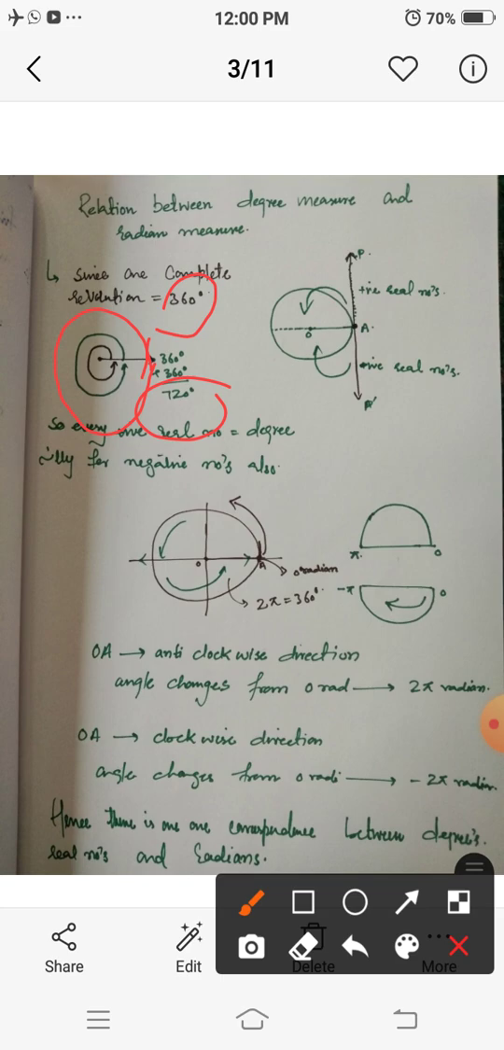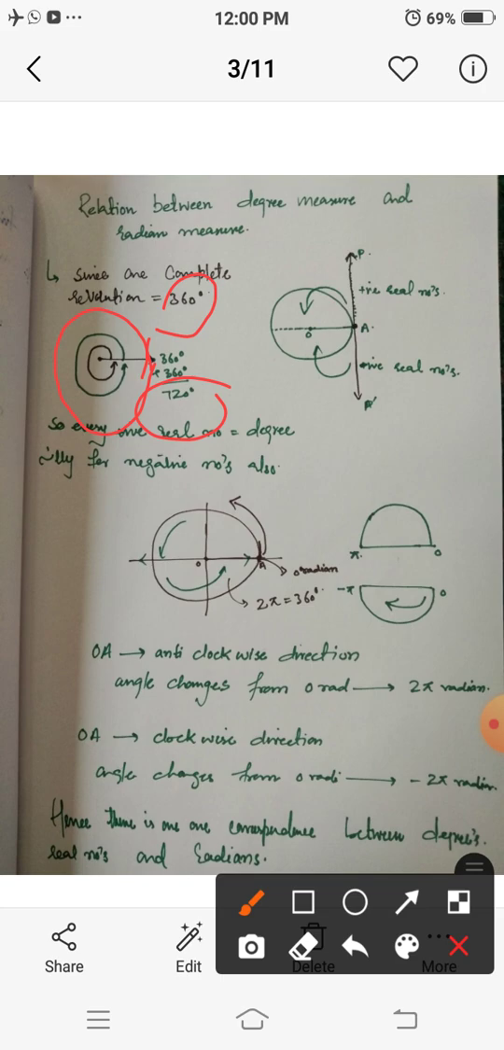This means that for every real number we can have the degree of that real number, that is, we can have the angle whose measure equals that degree. Similarly, we can have negative degrees, because a negative degree is simply the rotation along the clockwise direction.